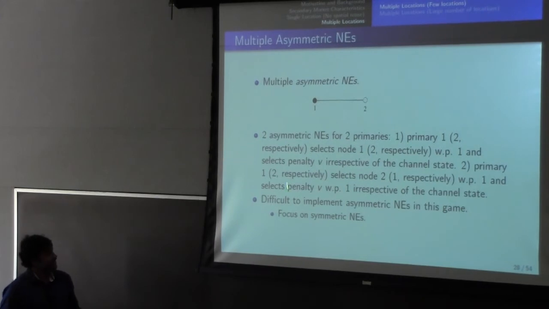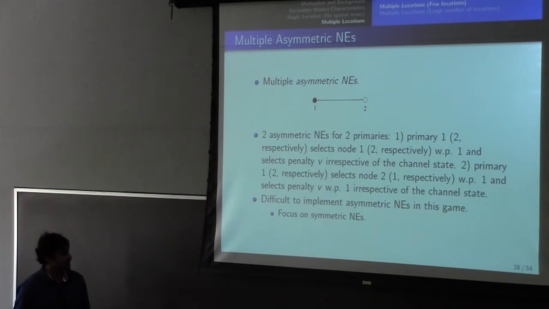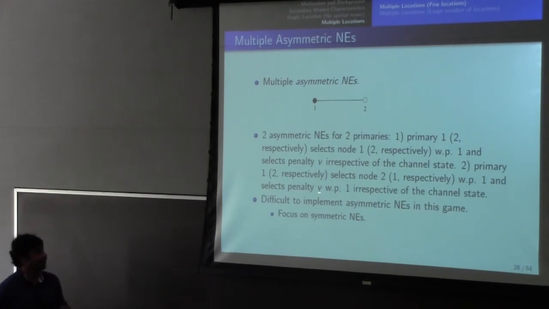But this game is symmetric, like all the payoffs are similar and the primaries also have the same belief. So in the symmetric game, it is difficult to implement asymmetric NEs, because if there are two primaries and they are selecting strategy S1 and S2, if this is an NE, they can interchange their strategy, like S2 and S1, and it will also be an NE because of the symmetric nature of the game.